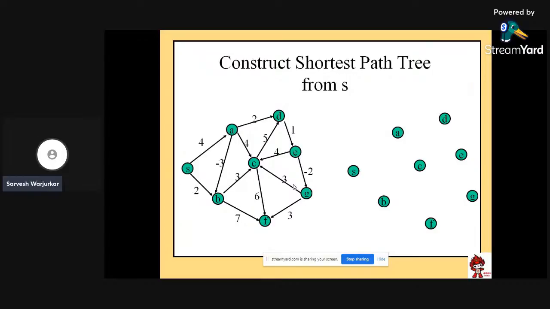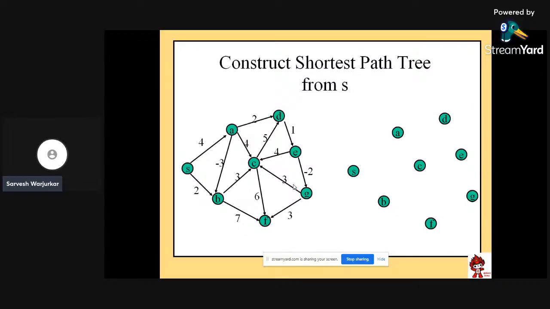From s, there are two different paths that we can move along, one having the weight 4 and another having the weight 2. Why are we going to choose 2? Of course we are going to choose 2, but why? The reason is that it has the smallest value.